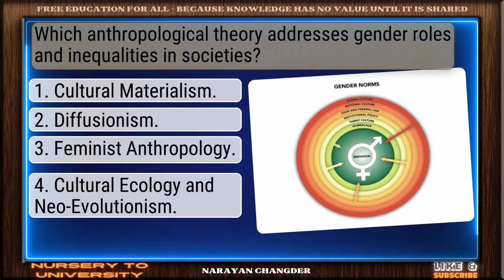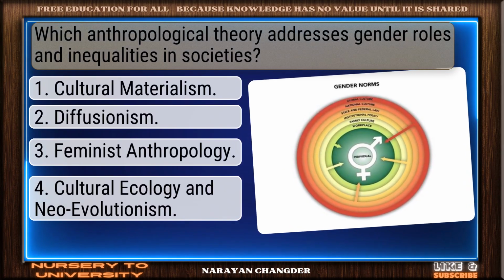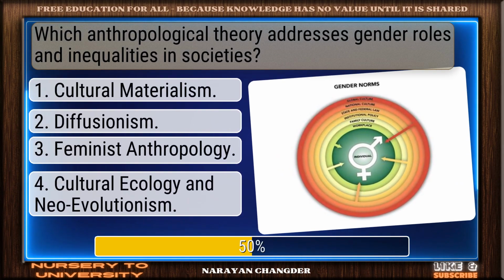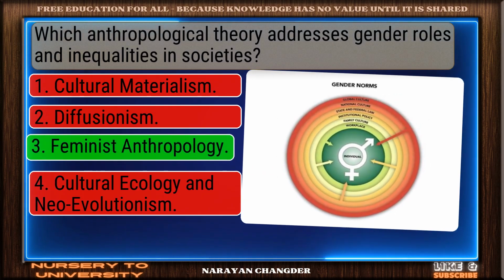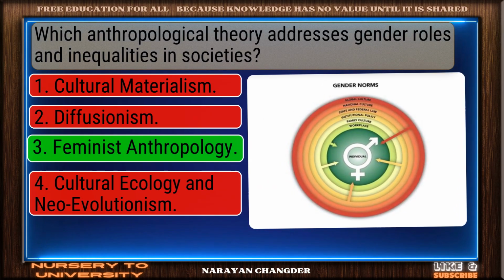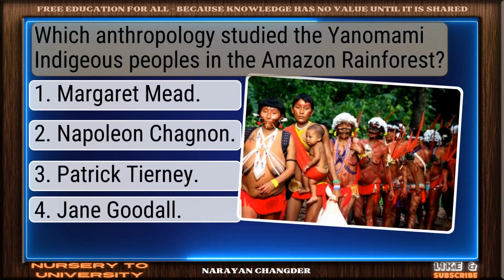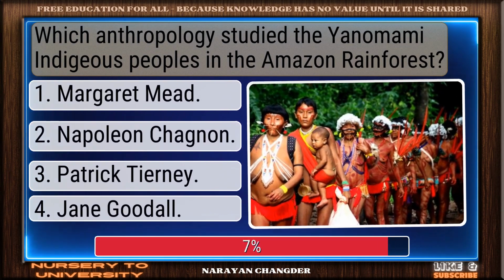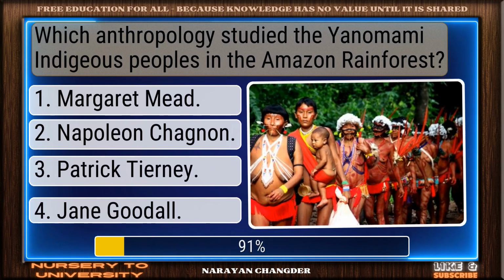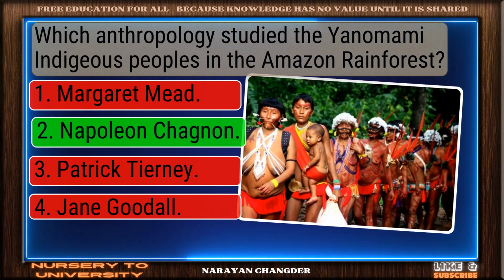Which anthropological theory addresses gender roles and inequalities in societies? You're right. Feminist anthropology is the correct answer. Which anthropologist studied the Yanomami indigenous peoples in the Amazon rainforest? Strong choice. Napoleon Chagnon is the right answer.